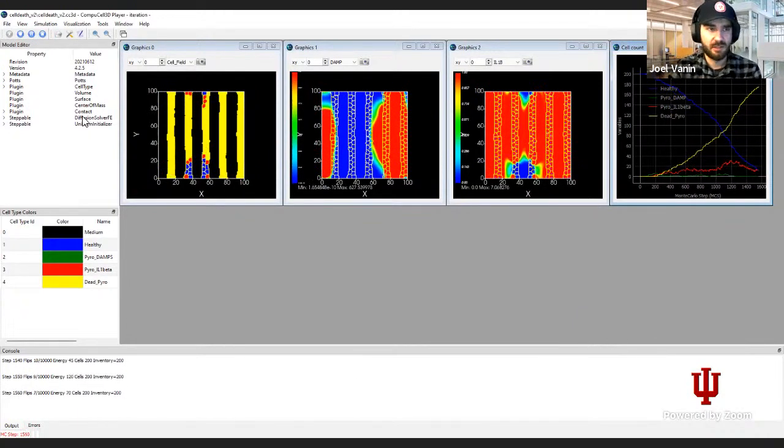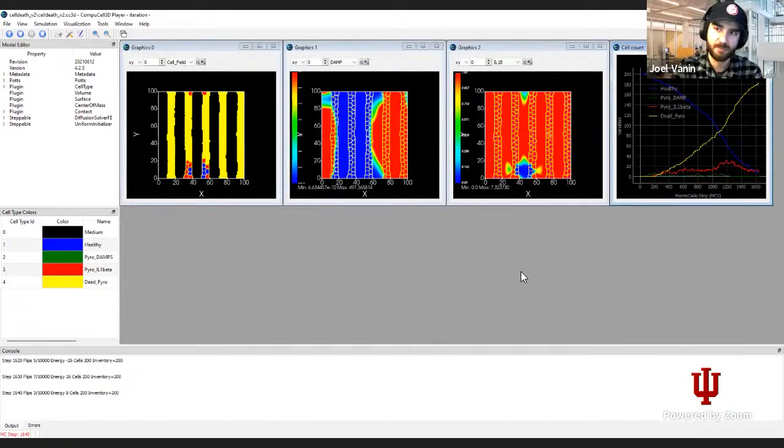Yeah, so the cell count here is a good measure for us to see how many cells actually start pyroptosis because of DAMPs, and which ones started pyroptosing because of the IL-1 beta.